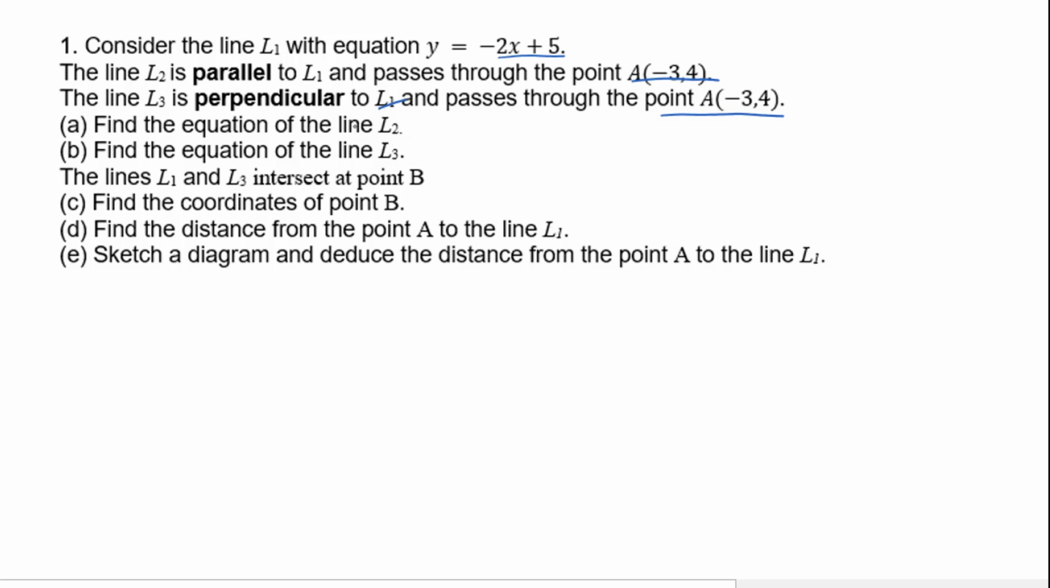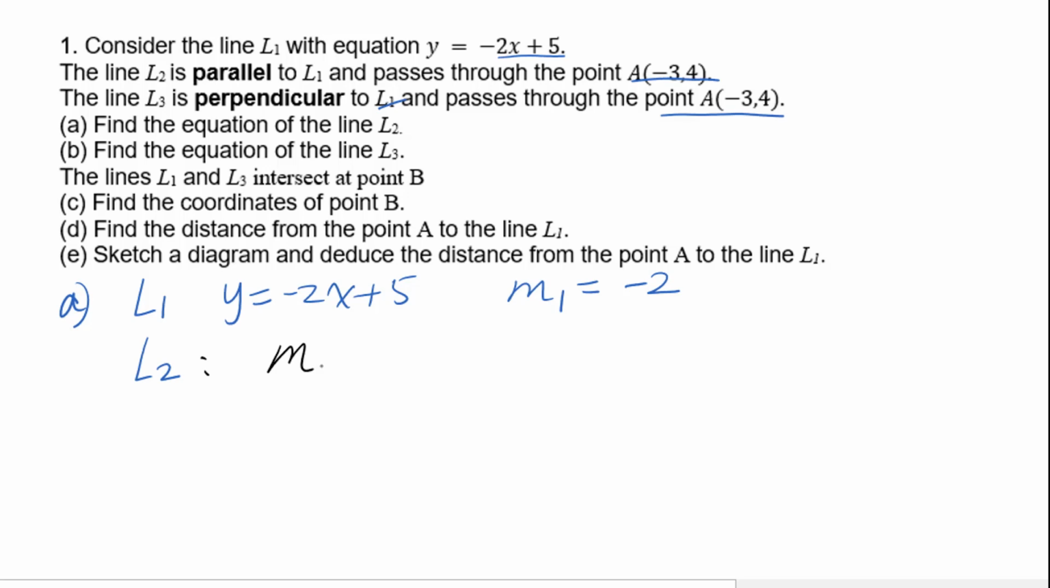A. Find the equation of the line L2. We know for L1, we have y equals negative 2x plus 5. The slope I label as M1 equals negative 2. For L2, since it's parallel to L1, the slope will be equal to each other. I will do M2 equals M1 equals negative 2. Given point is negative 3, 4. We can label this as x1, y1.